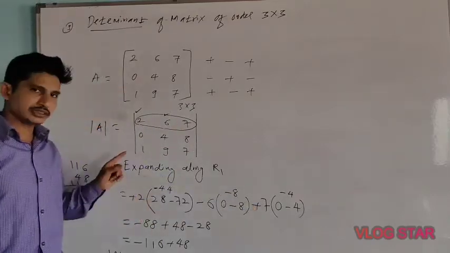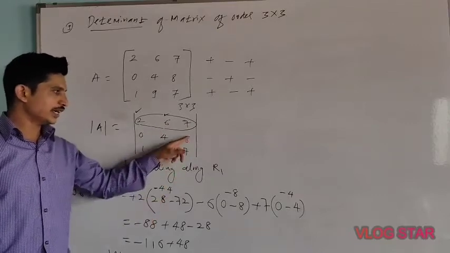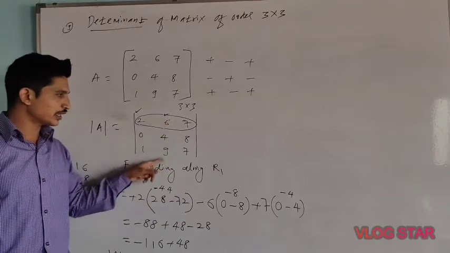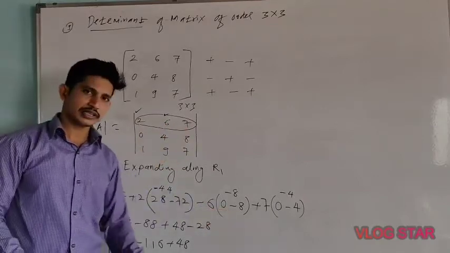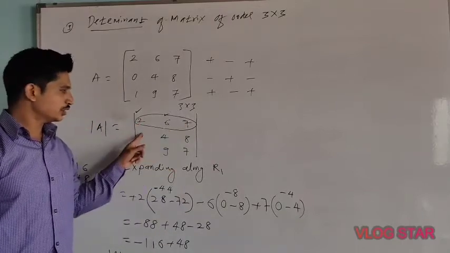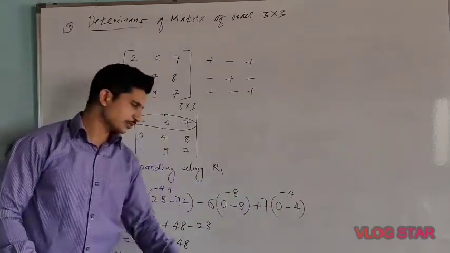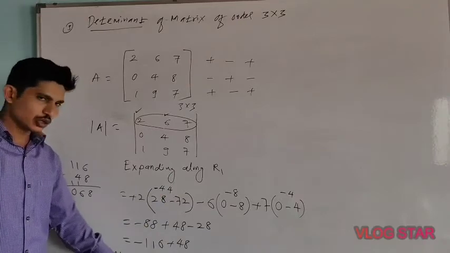Now expansion means what? Remove this row and this column. 4 into 7, 28. 8 into 9, 72. Okay. Now for this element, remove this here. 0 into 7, 0. 8 into 1, 8. 0 minus 8. Okay. For this element, remove this row and this column. 0 into 9, 0. And 4 into 1, 4. 0 minus 4. Okay. So now we calculate that. The answer will come what? Minus 68.